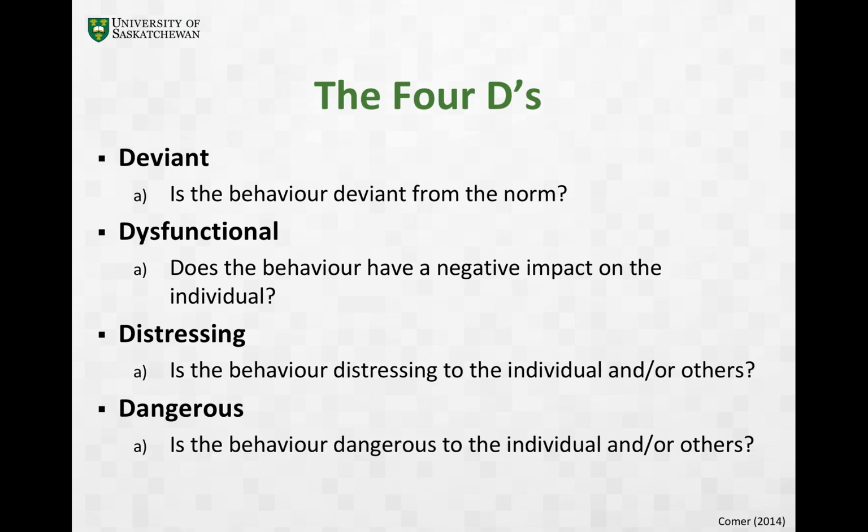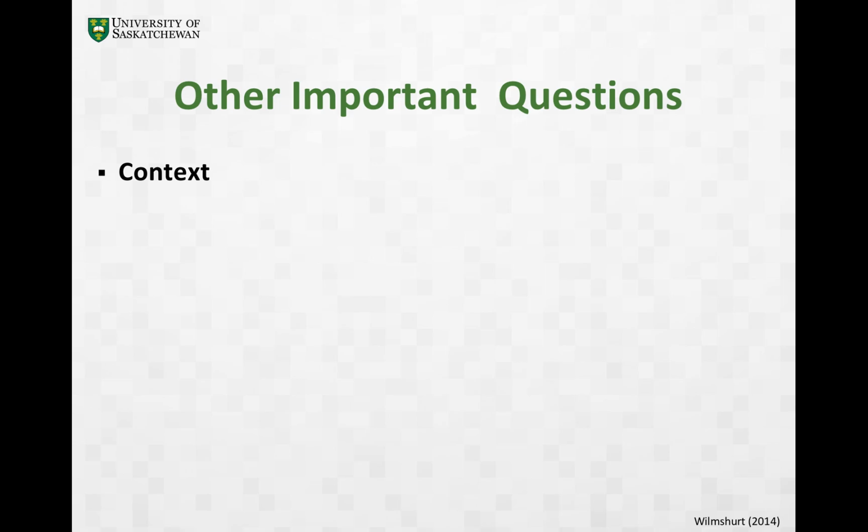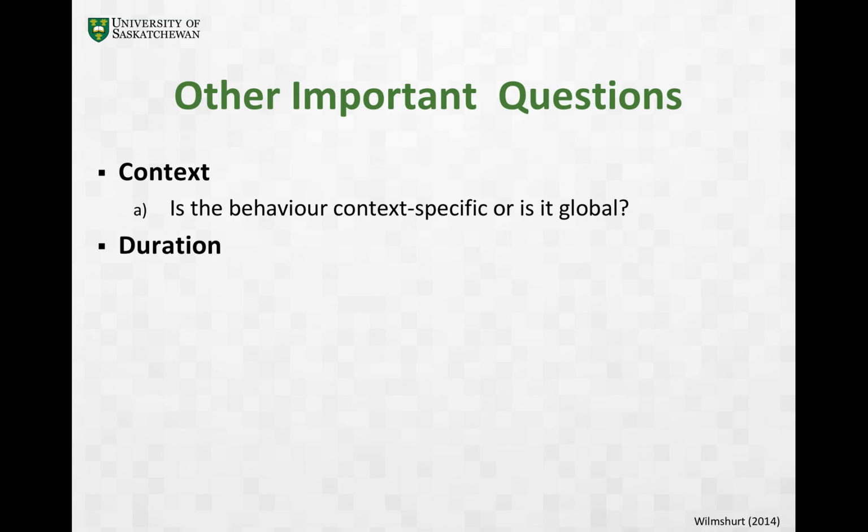Now, in any of these categories, we could say yes, it's possible for it to be dysfunctional, distressing, and dangerous, and yet still not be a disorder. So we need some more questions to ask ourselves whether or not a behavior is in fact disordered. This is a helpful starting point, but maybe we need to ask some other questions. One of the important questions always to ask when determining whether a behavior is abnormal or normal is, is the behavior context specific or is it global? Is it happening in only one situation or is it happening all the time?